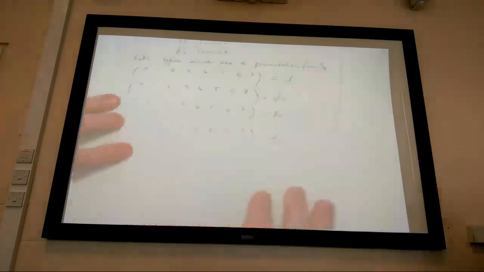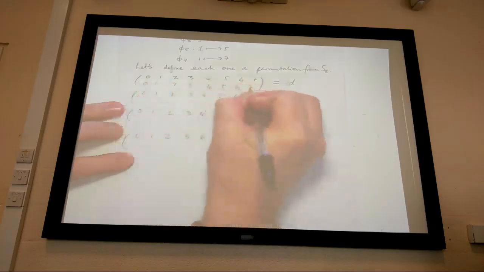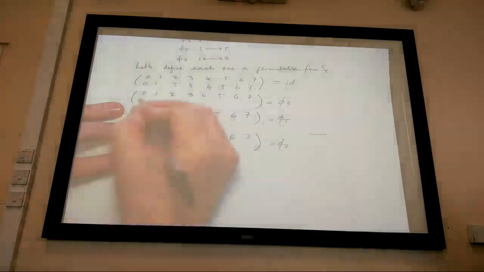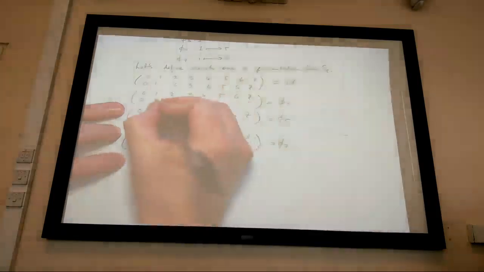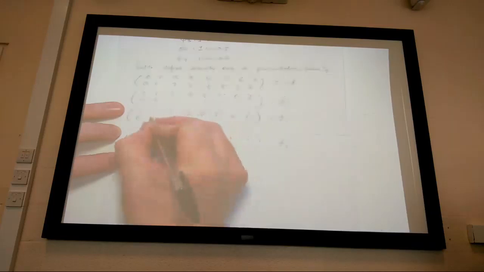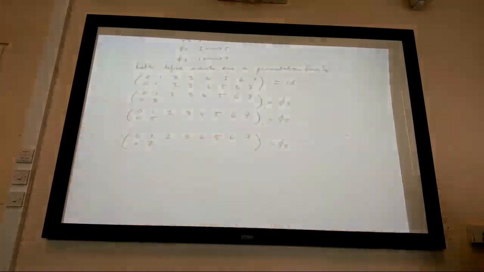Well, the identity is easy. That's just 0, 1, 2, 3, 4, 5, 6, 7. All of these are isomorphisms. They're homomorphisms. They all send the identity to the identity. 0 is the identity element of this group. So phi 3 sends 1 to 3, phi 5 sends 1 to 5, phi 7 sends 1 to 7. The rest of phi will be generated by that.